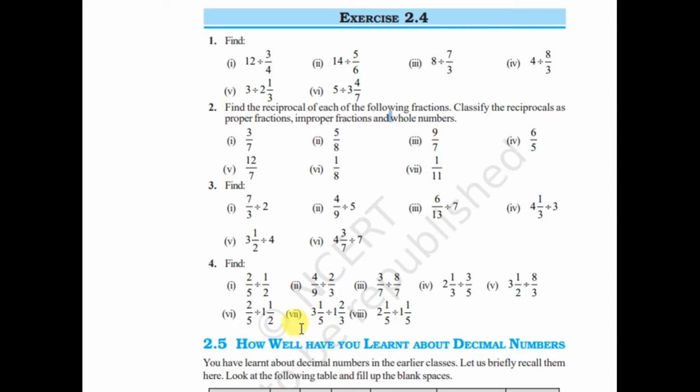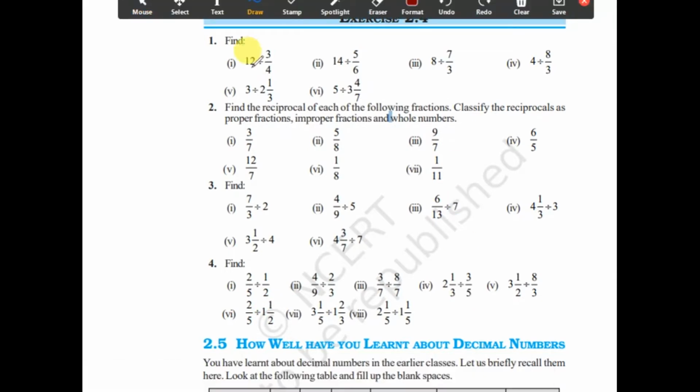Today we will solve exercise 2.4, which is very easy, but there are some points you have to keep in mind while solving this question. So let's start. Taking the first question, find 12 divided by 3 by 4.